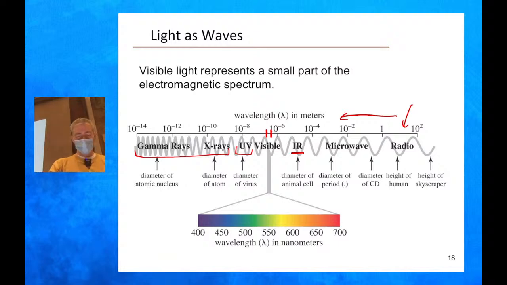So if you are exposed to UV light from the sun, it can cause skin damage for sure, causes aging, it causes sunburn. Over the long term, it can increase your chances of developing skin cancer. Visible light is less energetic, and so visible light is less of an issue. And then when you get to the other ones, infrared, microwave, radio, essentially no effect on our health.